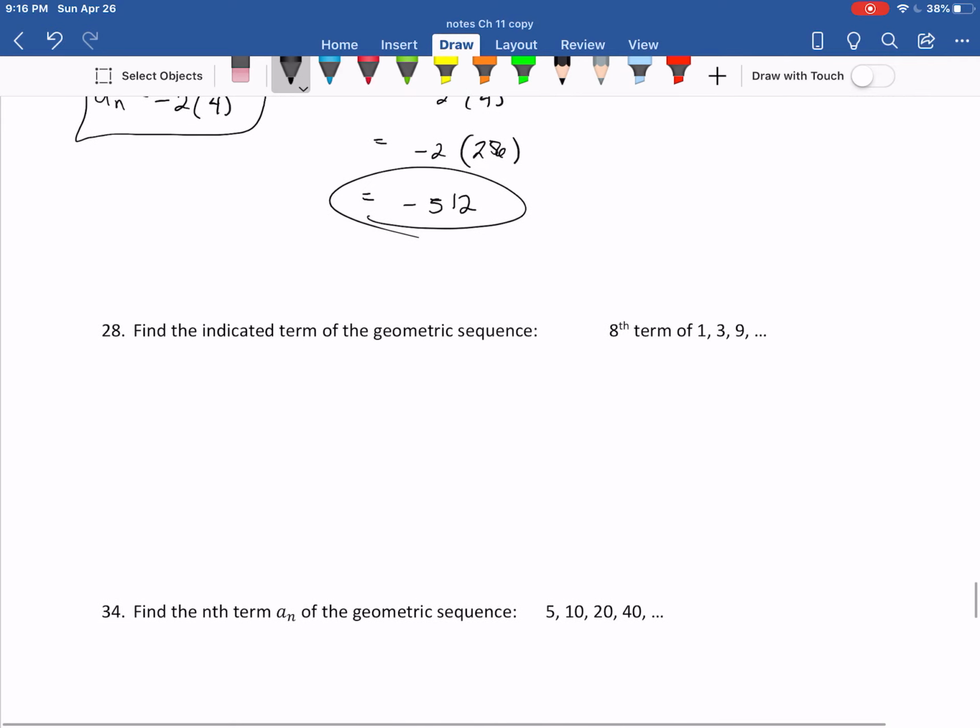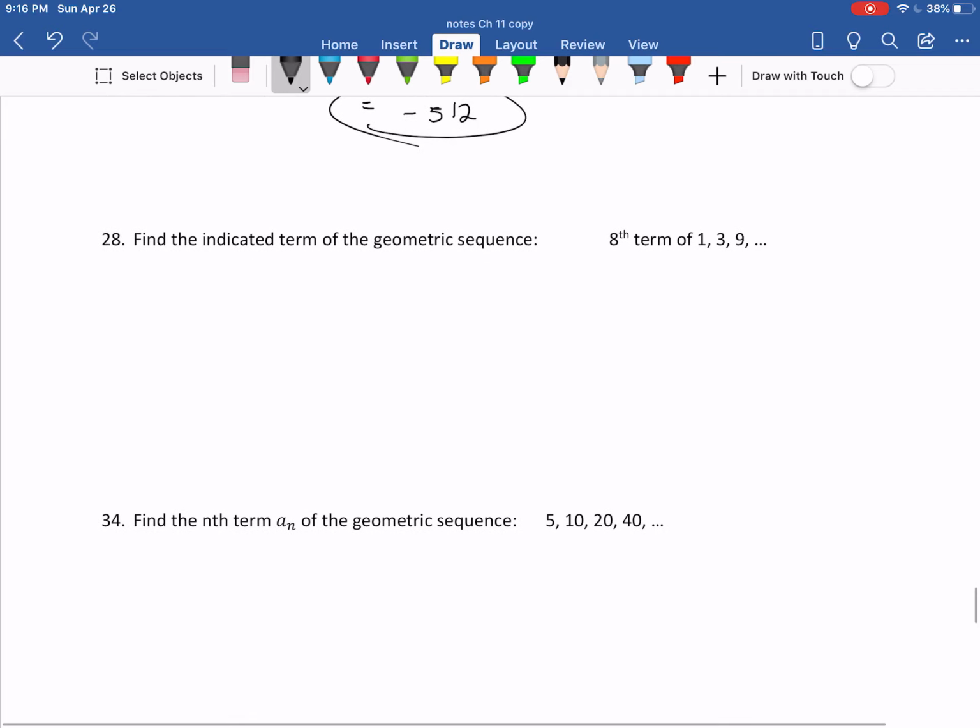Number 28, find the indicated term of this geometric series, the eighth term of the series that goes 1, 3, 9, and so on and so forth. All right, the first term is obviously 1 because I can see it. You were told this is geometric, so there's no need to determine if it is. We already know that it is. Therefore, it has a common ratio. How much do you multiply one term by to get to the next term? And that is going to be 3.